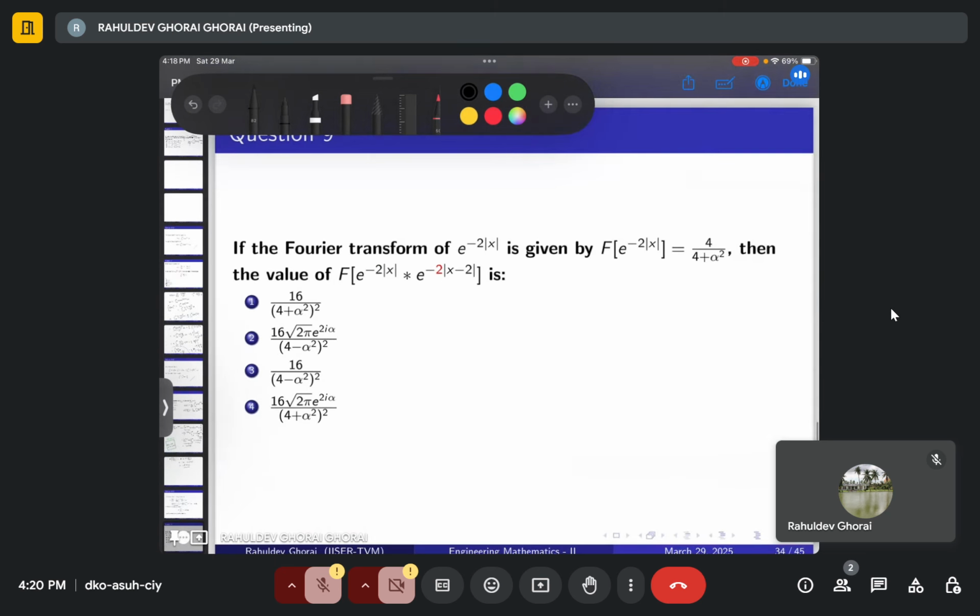Now we'll move to the 9th question. If the Fourier transformation of e to the power minus 2x is given like this, then what is the value of this one?